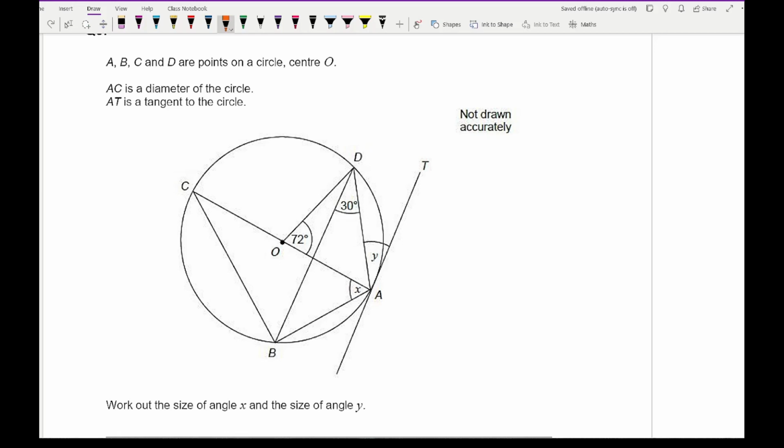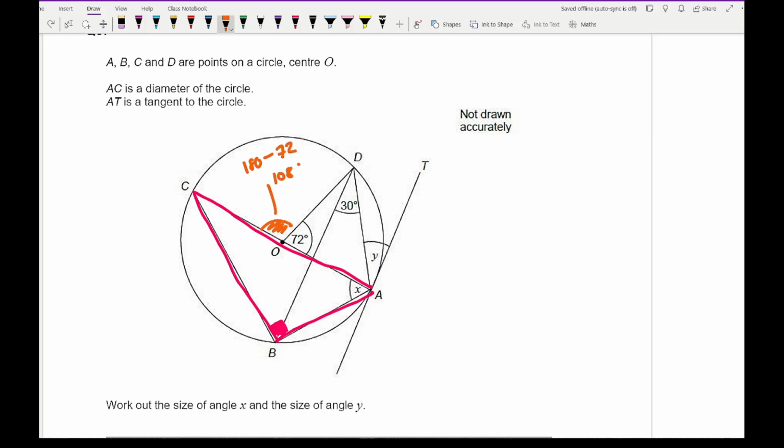As you can see, we've been told that AC is the diameter. Therefore, when you've got a triangle inside a semicircle where the hypotenuse of the triangle is the diameter, then the opposite angle is going to be 90 degrees. Before I've worked that out, I can work out what this angle here is, and that's going to be 180 minus 72, which is 108, because angles on a straight line add up to 180.